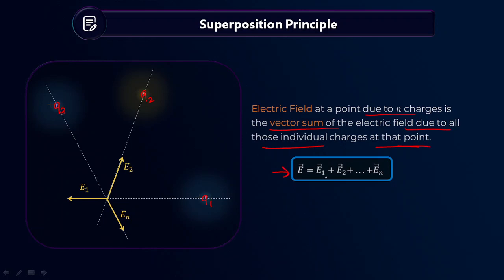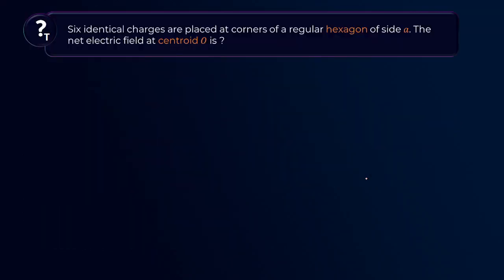So I can write the net electric field equals E1 plus E2 plus E3 and so on. At any point, suppose there are n number of charges and we want to find the net electric field at a point, that will be the field due to all the charges, right? Simple. Now let us solve one question.